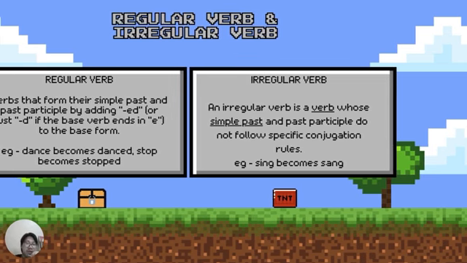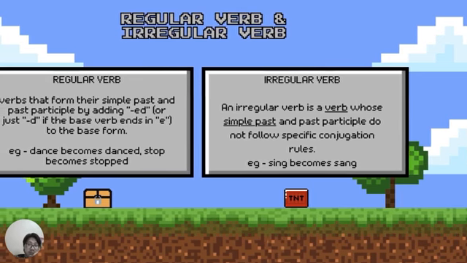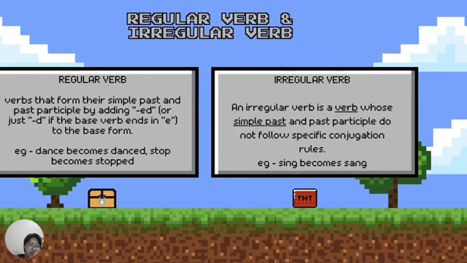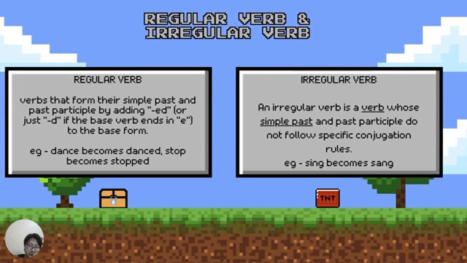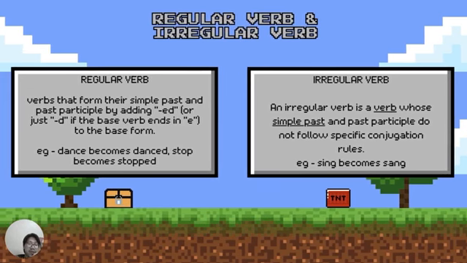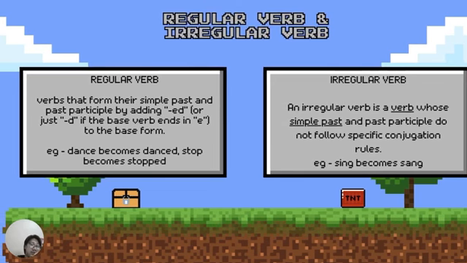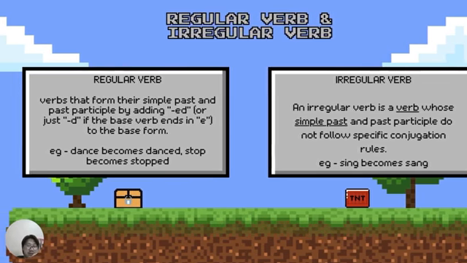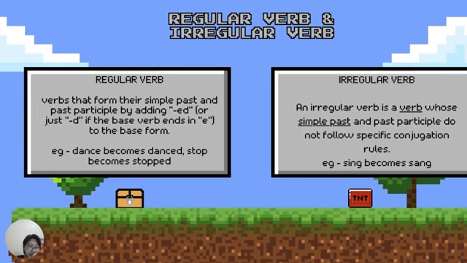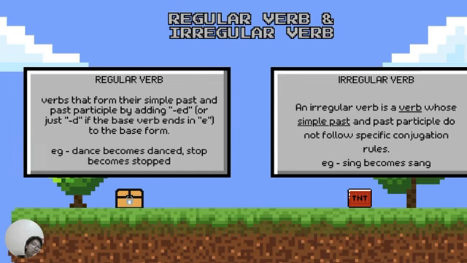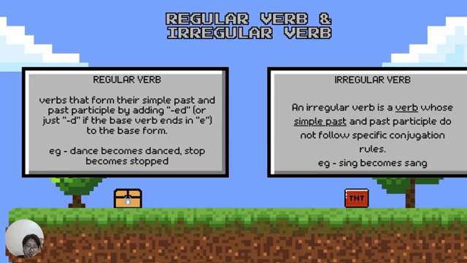So next we have regular verb and irregular verb. This is again a basic one, but even a basic one is really important to learn, since you have to grasp the basics if you want to learn the harder ones. Regular verbs form their simple past and past participle by adding ed, or just d if the base verb ends in e, to the base form. For example, dance becomes danced, stop becomes stopped.